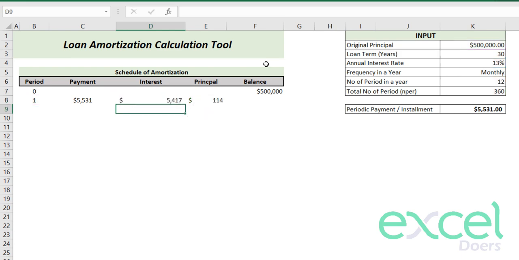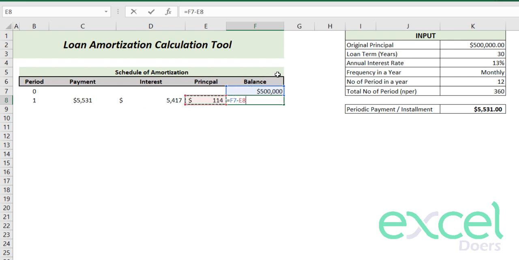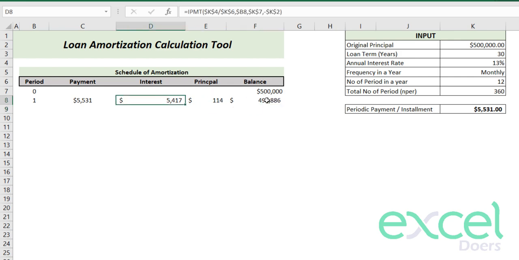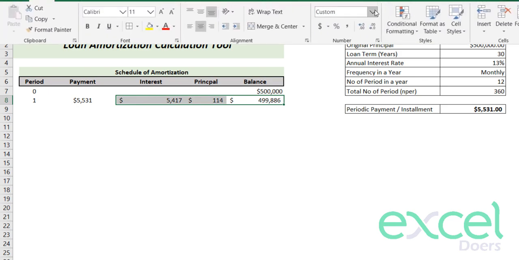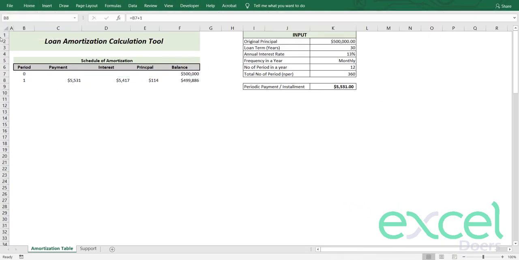Okay, good. So if I sum these two numbers, this and this, you can see that both of these numbers are same, right? So your payments are basically your interest and principal. So this was your previous balance, right? And you just settle the principal of 114. So your balance is 499,000, right? The rest went into the payments, into the interest. So you can simply make it a currency with a zero decimal and make it right-aligned.